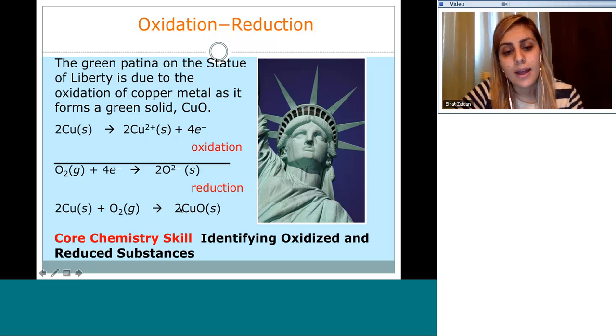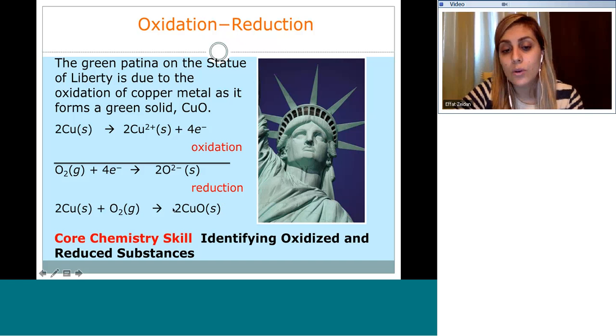When we balance this entire overall reaction, we know that on this side we have 2 copper atoms, and on this side we have 2 oxygens. On this side we have 1 copper and 1 oxygen, initially without the coefficients. Then we start to balance our equation. If we have 2 copper atoms here and 2 copper atoms here, we're good. But we have 2 here and 1 here.